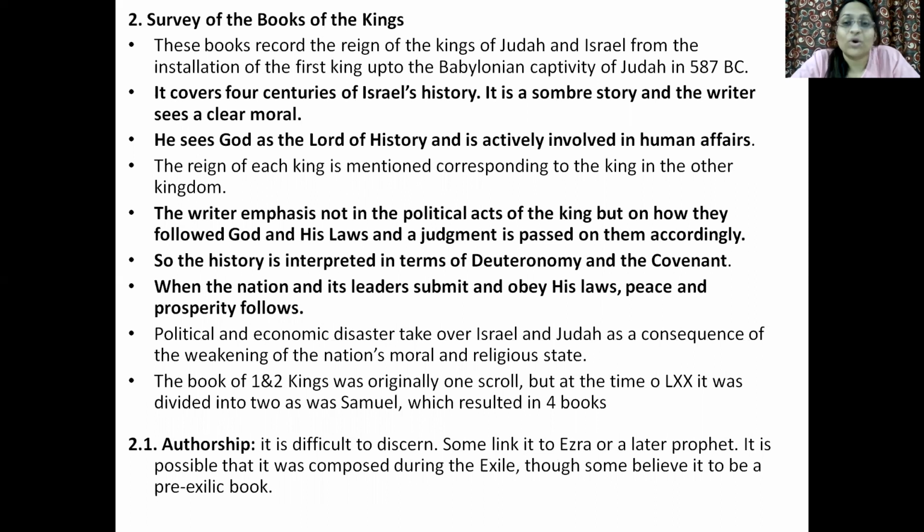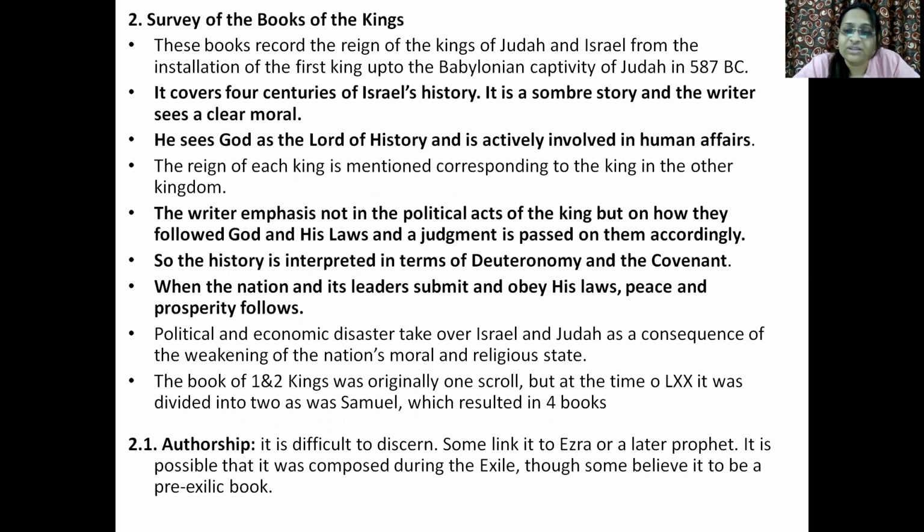Now we'll look into the book of Kings. Kings is different from Samuel in the way it is written. These books record the reign of the kings of Judah and Israel from the installation of the first king up to the Babylonian captivity, in 587 BC. So it covers from the installation of the first king up to the time when Judah is captured by the Babylonians in 587 BC. So it covers 4 centuries, 400 years of Israel's history.